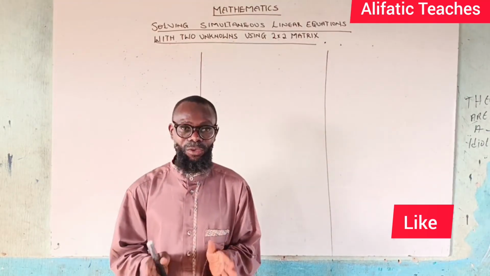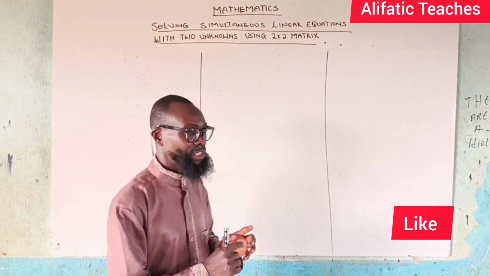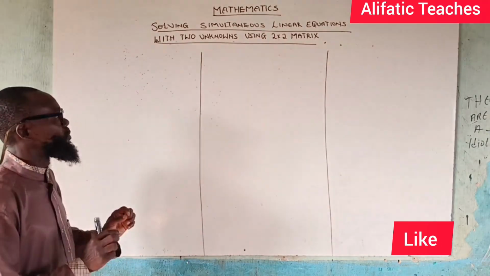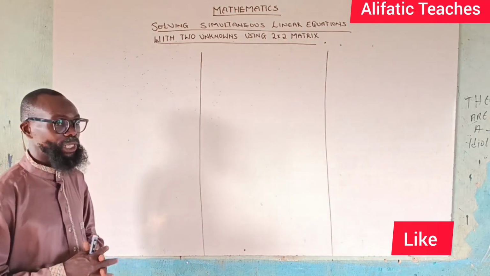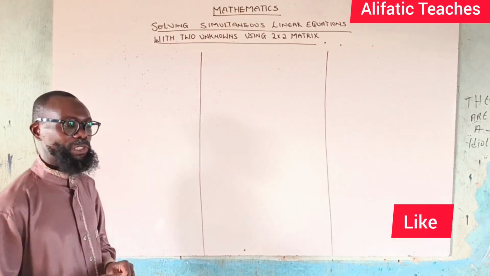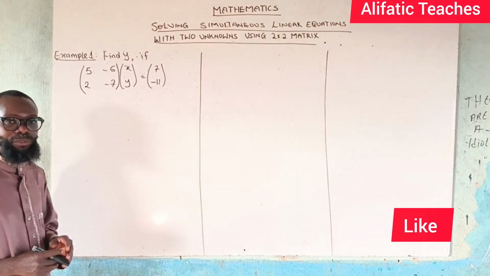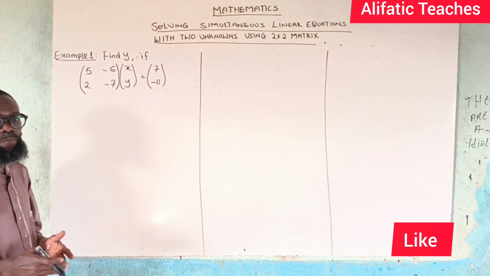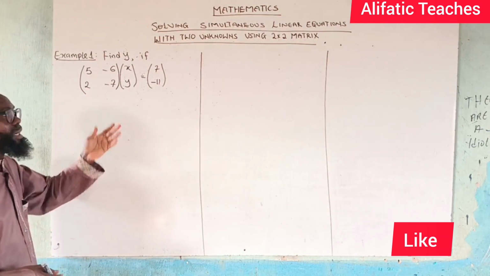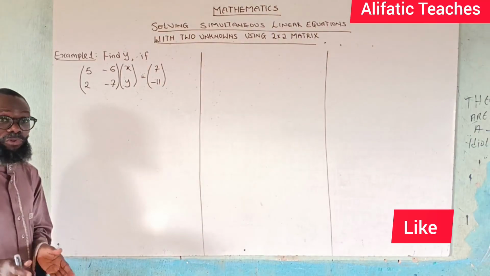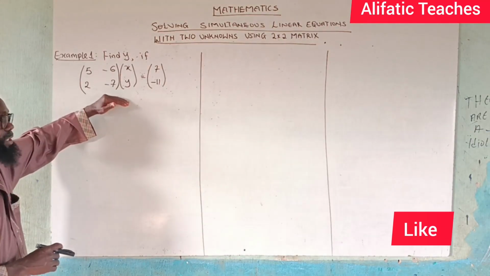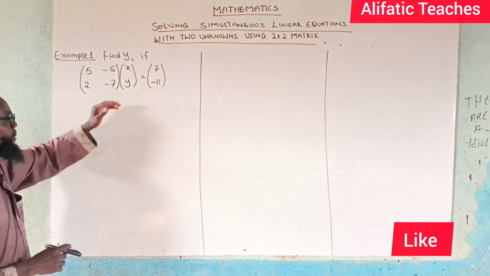The next subheading we are going to be looking at now is solving simultaneous linear equations with two unknowns using a 2 by 2 matrix. Let's proceed. Example 1. Find y if this is given. Now, we all know very well from our multiplication of matrices that this means multiplication. So you are going to multiply this.